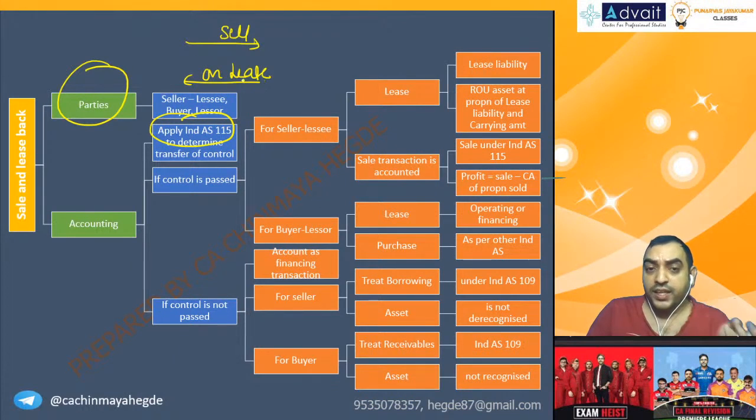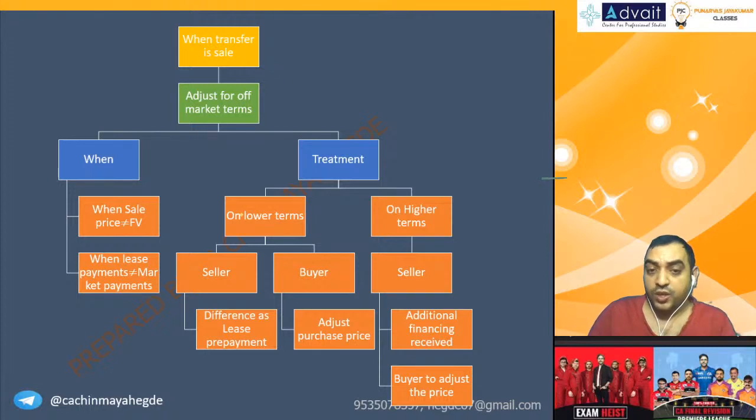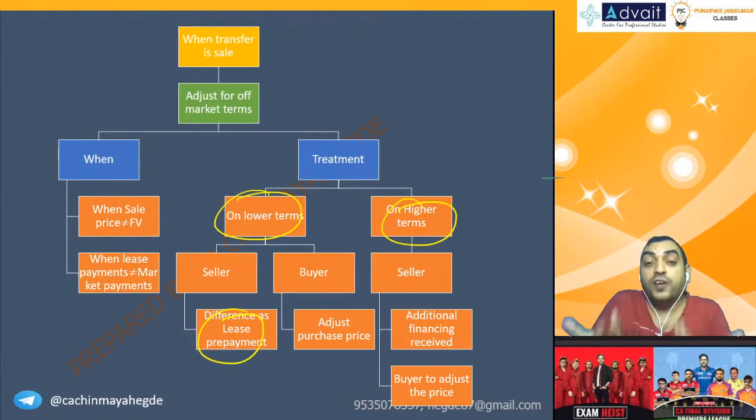Then once you take the asset as lease back, you have to check whether it is greater than fair value terms or lesser than fair value terms. If it is on lower terms, what do you treat? The difference will be treated as lease payment. And if it is higher lease term, that means you get more money. Why will you get more money? Like a loan taking. You are taking a loan. Therefore, you treat it like a loan receipt.